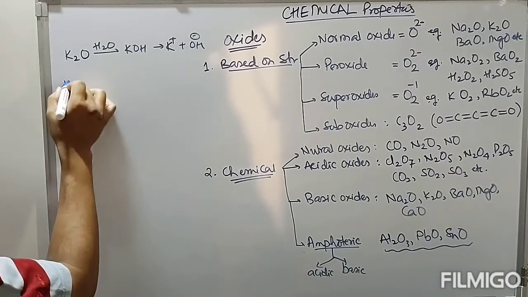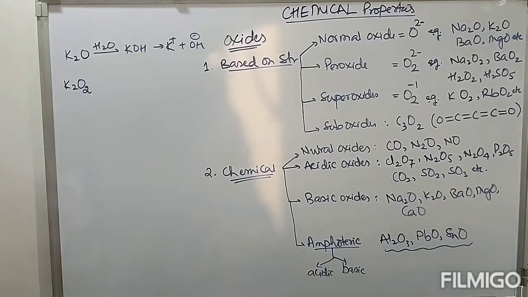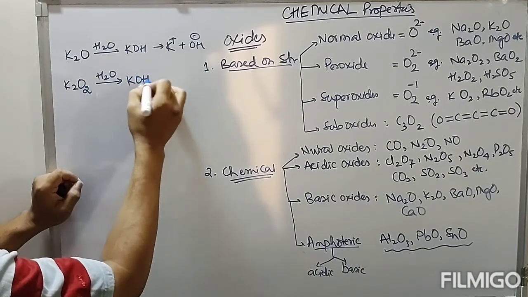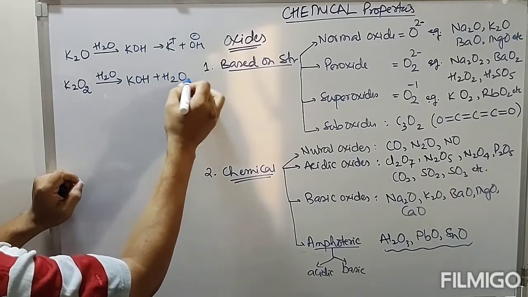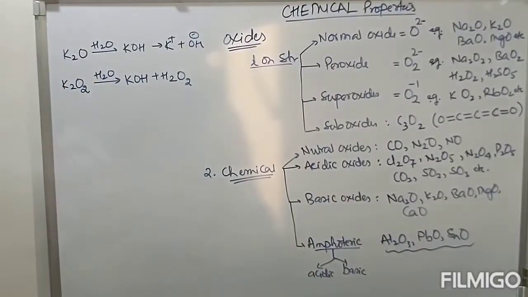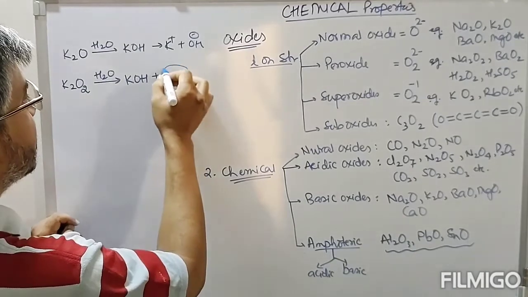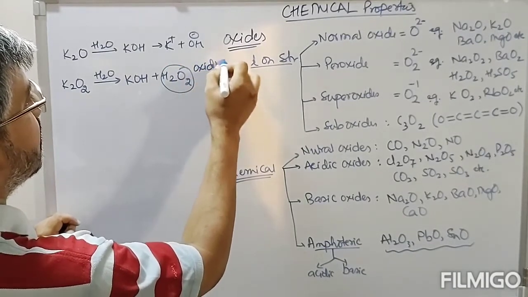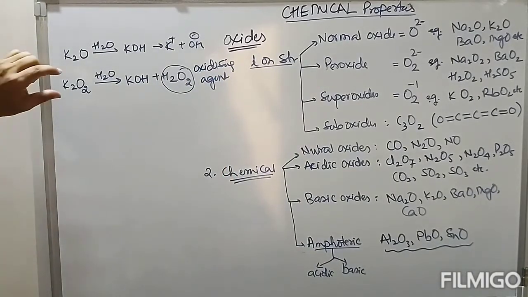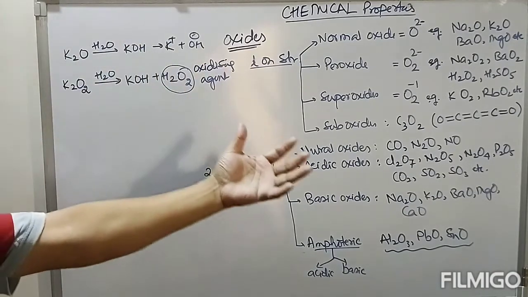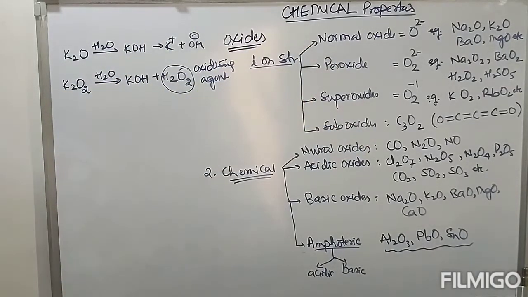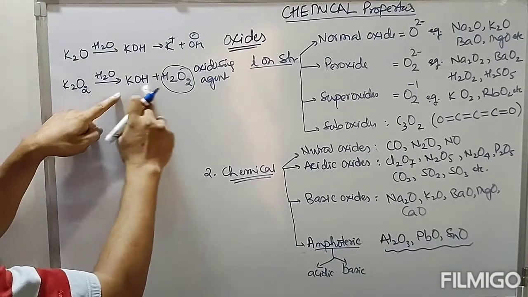Take potassium peroxide. When this is dissolved in water, potassium hydroxide plus hydrogen peroxide is formed. Now this hydrogen peroxide is a very good oxidizing agent. So since hydrogen peroxide is a very good oxidizing agent, all metal peroxides are very good oxidizing agents, because when these are dissolved in water, they furnish hydrogen peroxide. So this is also basic because of formation of the hydroxide ion.